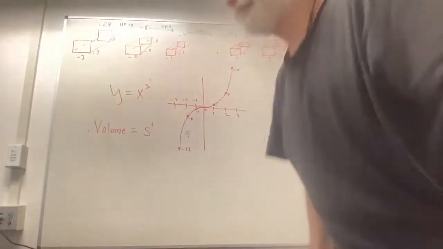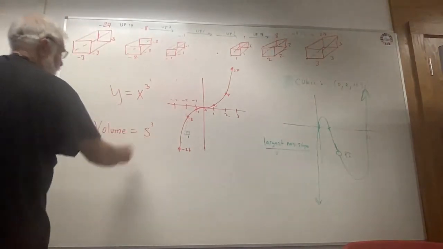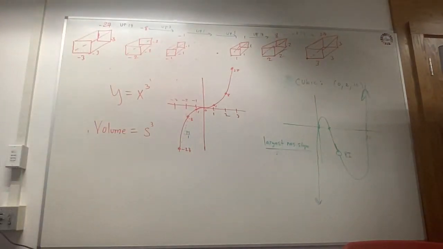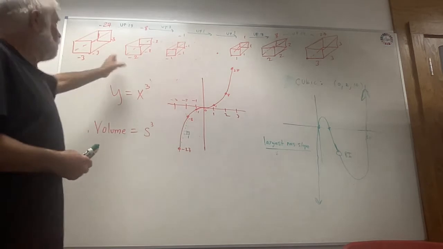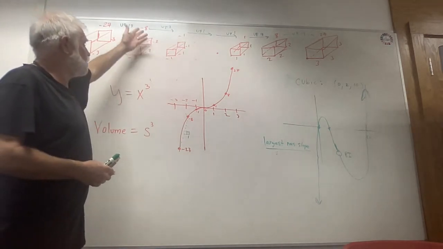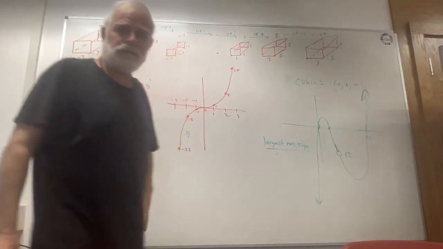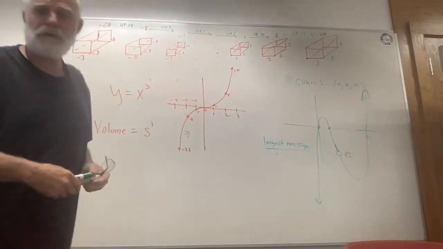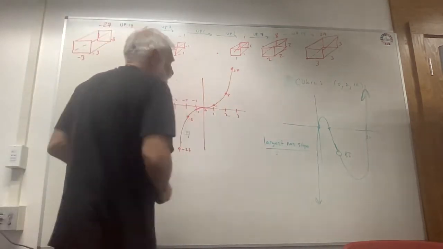All right, so looking at y equals x cubed and thinking about volume being the side cubed in terms of geometric representations. And we'll have signed volume, minus 27, -3 times -3 times -3. And then a smaller cube, -2 times -2 times -2, so on and so forth, until we get over to the right side with a positive volume, 3 times 3 times 3, 27. And I'm just capturing a little bit of data here.